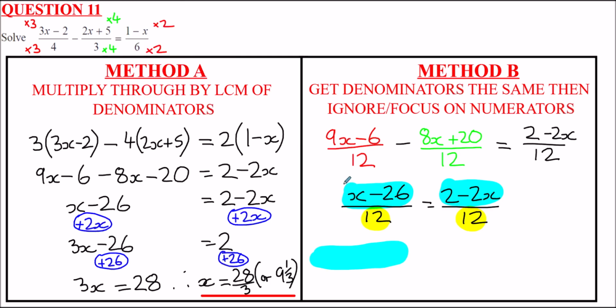You might find this method easier, you might find it a pain. If you don't like it, just use method A. But we've got x minus 26 equals 2 minus 2x. It now becomes the same as before. We've got the same now as this line here.